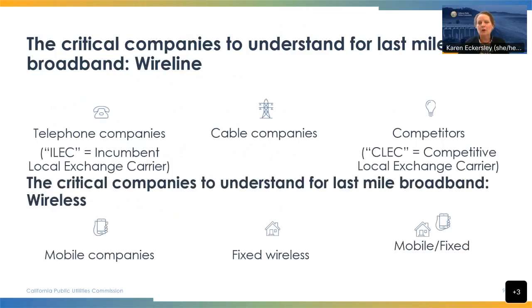Now, who are the companies that provide last mile services? In wireline, the major categories are the telephone companies, cable companies, and the competitors. In wireless, the major categories are mobile companies, fixed wireless companies, and mobile fixed hybrids. It's easy to confuse mobile and fixed wireless companies, but they have differing capabilities.